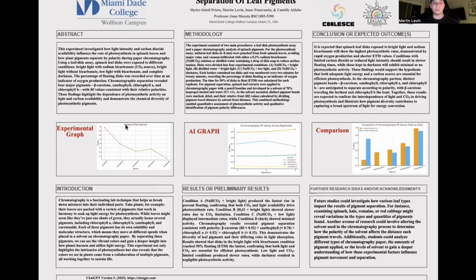Here we have a graph showing data from a human-conducted experiment. This graph compares the RF values of several plant pigments separated by chromatography. We see that carotene has the highest RF value, meaning it's traveled the farthest and is the most nonpolar pigment. Chlorophyll A and B have progressively lower RF values, reflecting increasing polarity. Xanthophylls have the lowest RF value, showing that they are the most polar and therefore interact more strongly with the paper. Overall, the graph clearly illustrates how pigment polarity influences chromatographic movement.